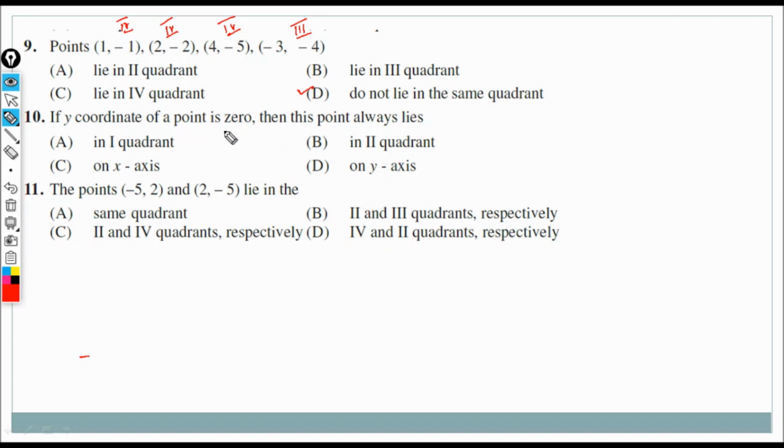If y coordinate of a point is 0, then the point always lies on... y coordinate is 0. That means it lies on x axis. Question number 11 देखिए बच्चों. The points -2 comma 2 and 2 comma -5 lie. See here, this lies in second quadrant and this point lies in fourth quadrant बच्चों. Second and fourth. So second and fourth, C is the answer.